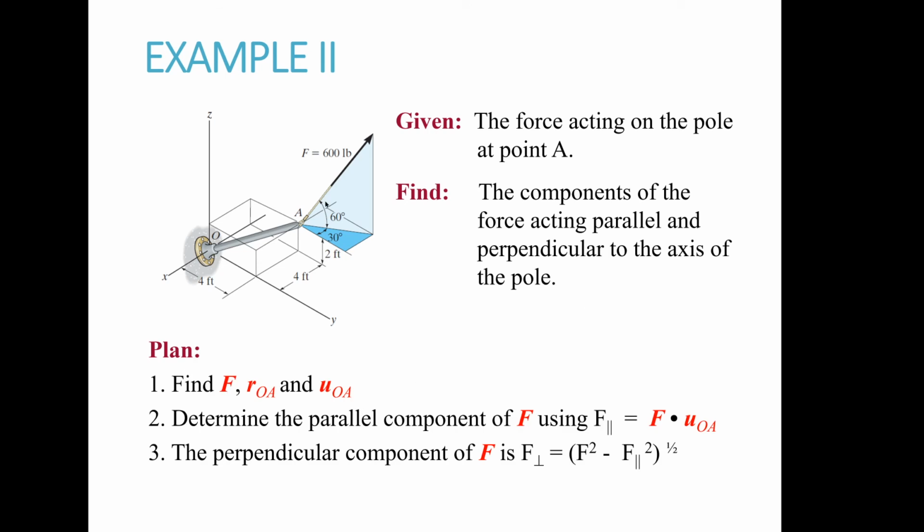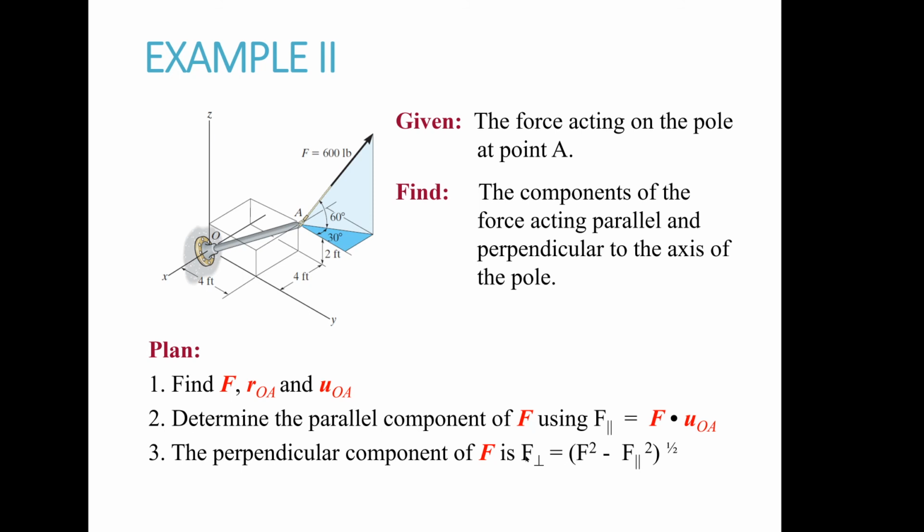We have a magnitude and we have some information in terms of its direction, so we need to use that. And then, of course, we need to find this vector here that represents our pole. And then we also need to find the unit vector, or the direction, which these two are pretty straightforward. Once we do that, now we can solve for our parallel component and then our perpendicular component, like I said previously.